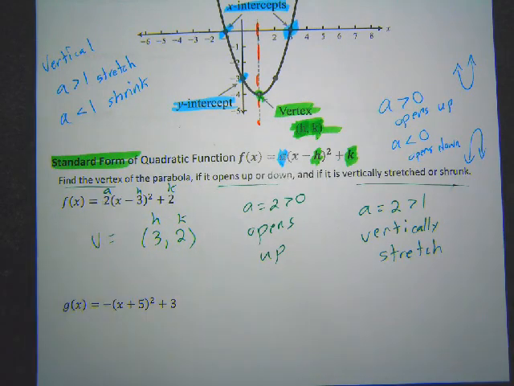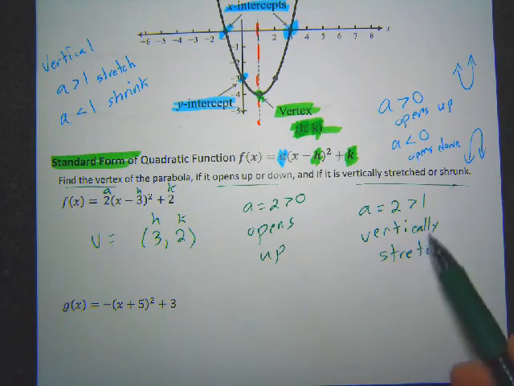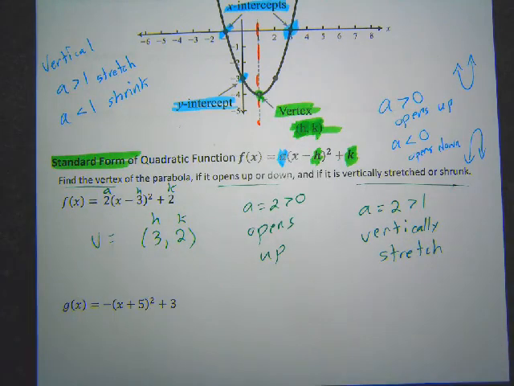The a in front, again, tells you which way it opens, so we know which way this one opens, and it tells you whether it's vertically stretched or shrunk. This one's vertically stretched because, of course, 2 is bigger than 1. Let's try one more like this.